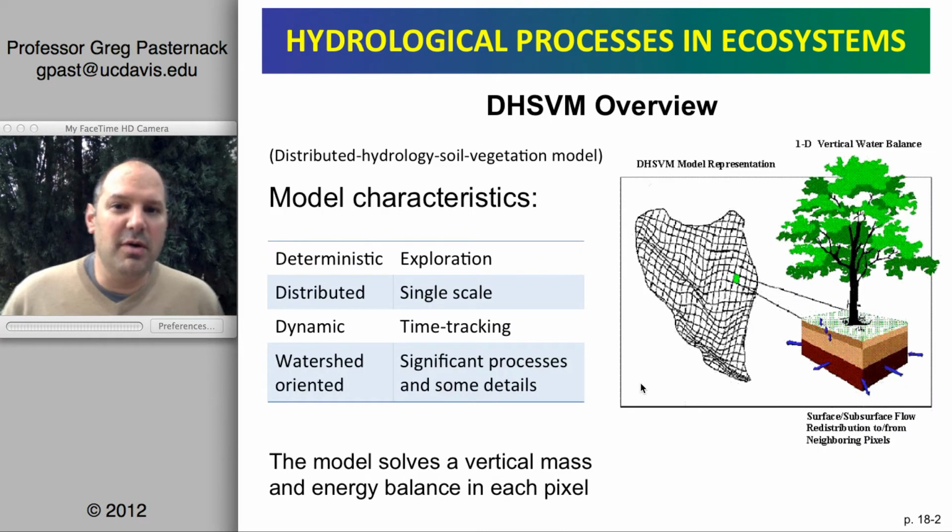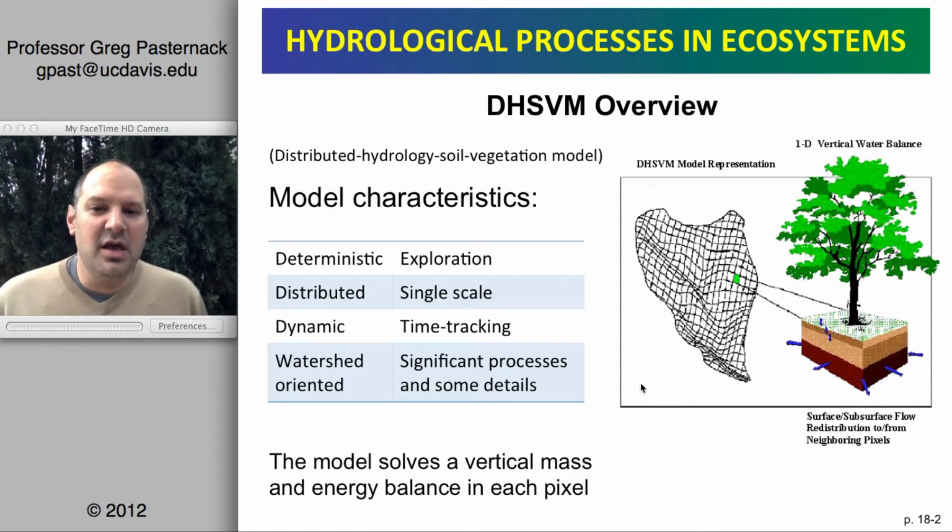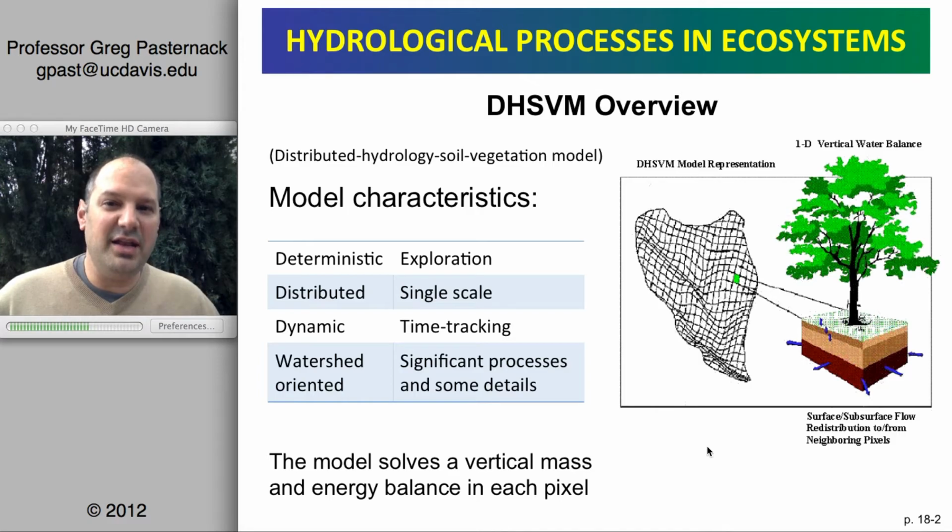To illustrate the kinds of things that a distributed hydrological model can do, I'm going to use some studies from a model called DHSVM, which stands for Distributed Hydrology Soil Vegetation Model. This is a model that was developed by faculty at the University of Washington, and its characteristics are given in this table on the left, and then a simple schematic of some of the aspects is on the right, and I'll show those in the subsequent slides.